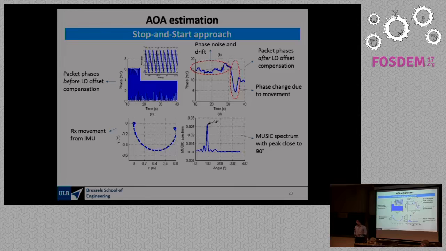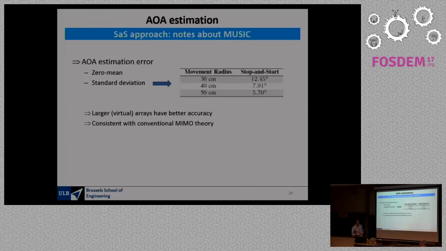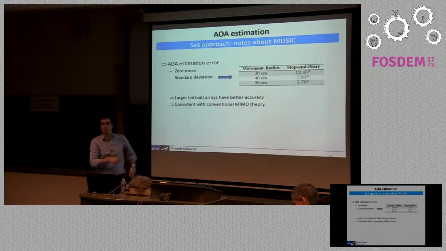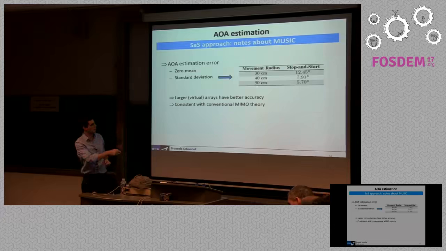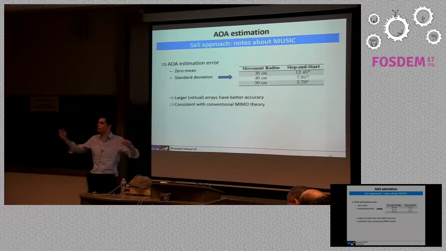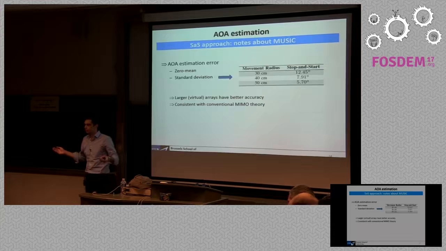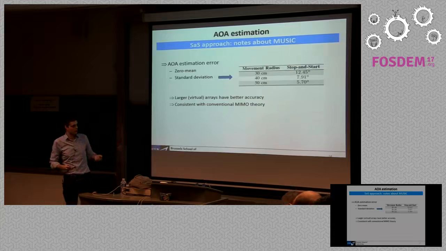If you repeat this experiment a couple of times, you get the root mean square error, which is given here for different radiuses. We put the IMU and the radio at different distances from the center of the turntable. You can see that when we have a bigger movement, we have smaller error. This is actually quite interesting, because it is in agreement with MIMO theory. If you have a larger array, as long as you're not subsampling spatially, you have better resolution. So we find the same result here. This is for the stop and start approach.